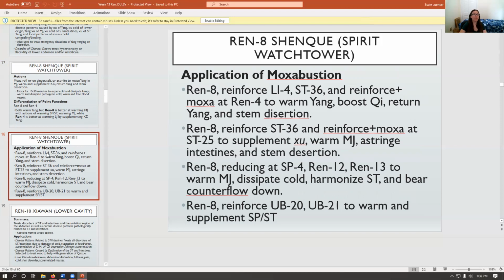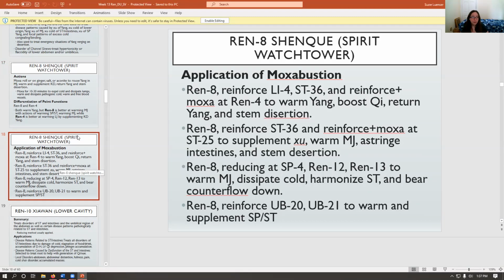All right, so application of moxibustion, which is the only application we have for this point. Point combinations with Li4, stomach 36. We can even add Ren 4 in there. That is really going to boost yang and Qi. If we add in stomach 36 and moxa at stomach 25, that's going to really help supplement deficiency, warm the middle jiao, astringe the intestines, and stem desertion. So we use that in the case of yang deficiency diarrhea.